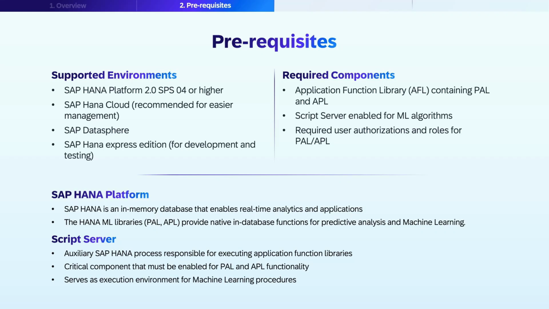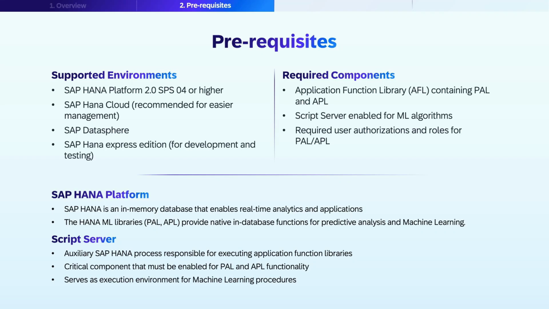To provide more context, SAP HANA is an in-memory database enabling real-time analytics and applications. The HANA ML libraries, Predictive Analysis Library and Automated Predictive Library, provide native in-database functions for predictive analysis and machine learning. Script Server is an auxiliary HANA process essential for executing these machine learning functions. Setting up these prerequisites establishes a strong foundation for implementing effective clustering solutions at scale.